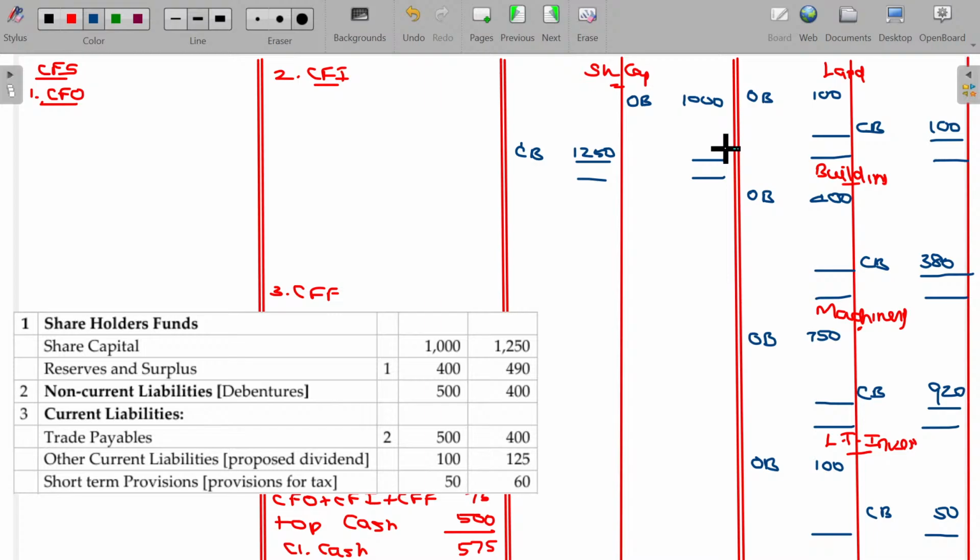And in case of reserves and surplus, we have to refer to schedule number 1. It may have lots of details. I'll do it later. Non-current liabilities, debentures. Initially we have 500 rupees. Year end we have 400 rupees.